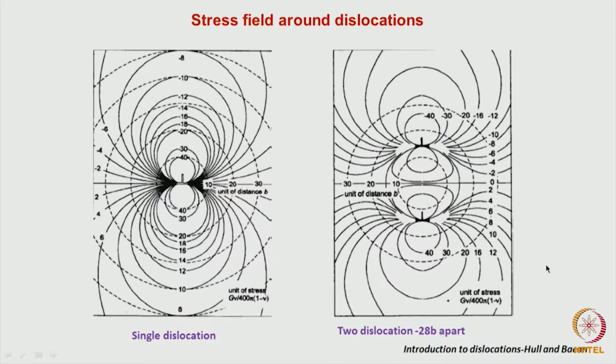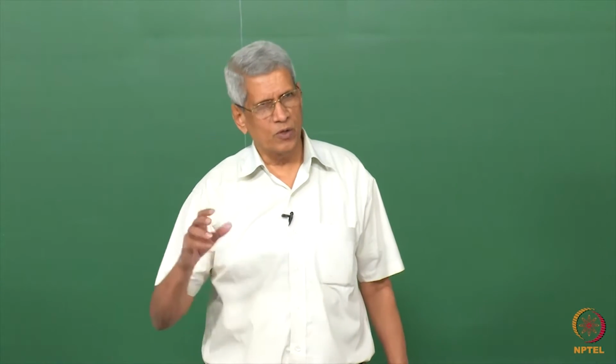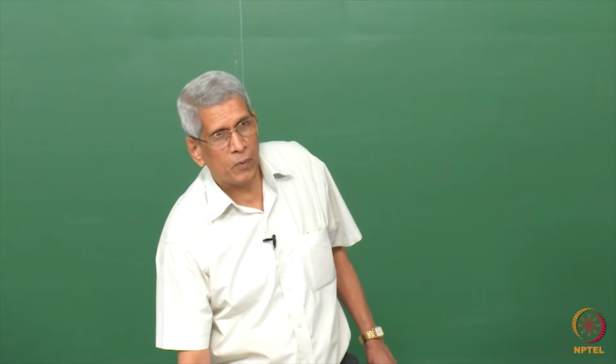That is precisely what happens when we take a material and, during a recovery process when polygonization takes place, the dislocations with opposite signs cancel each other. Other dislocations come one on top of the other to minimize the energy.